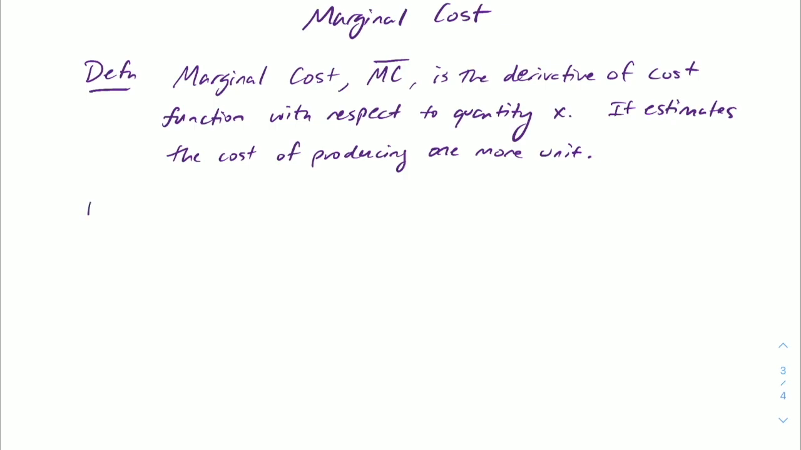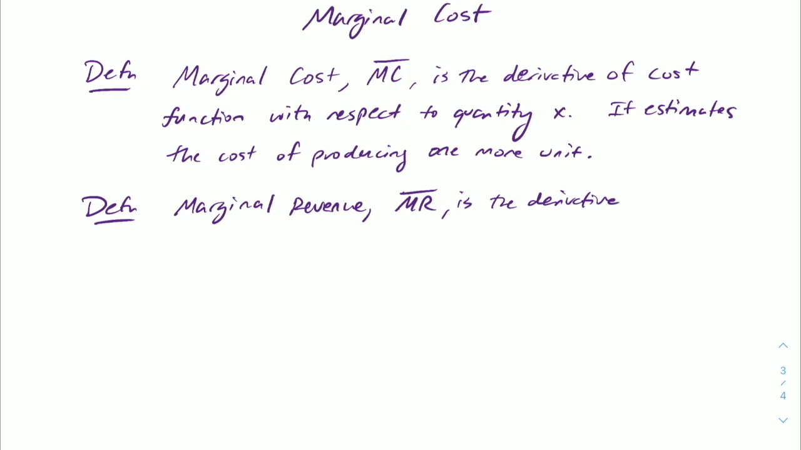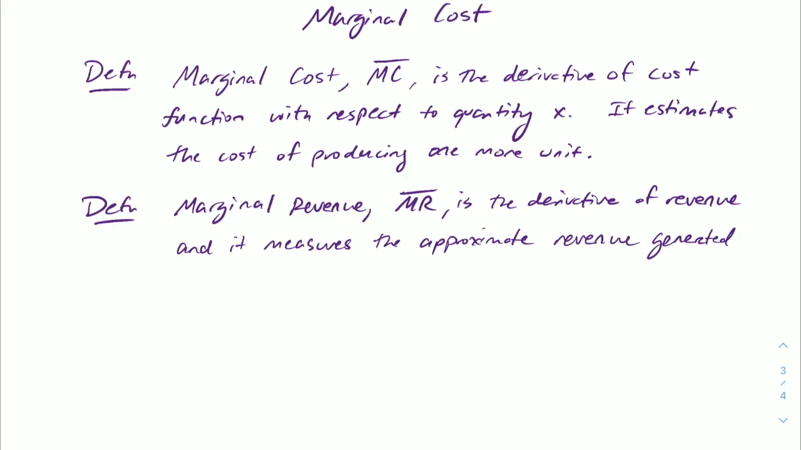All right, let's look at the definition of marginal revenue. So marginal revenue, denoted MR with the bar over top, is the derivative of the revenue function with respect to the quantity X. And it measures the approximate revenue generated by selling one more unit.